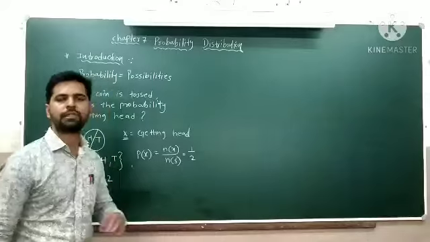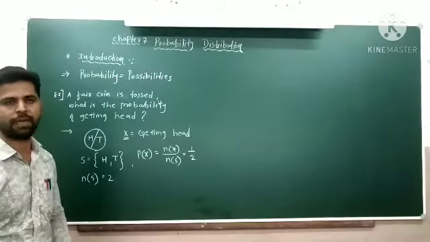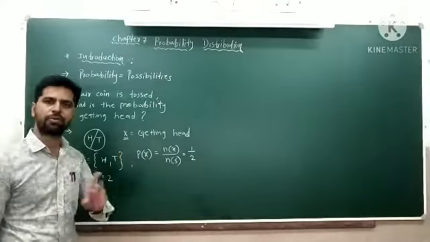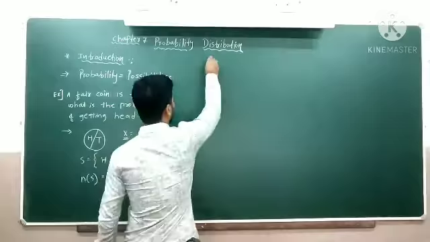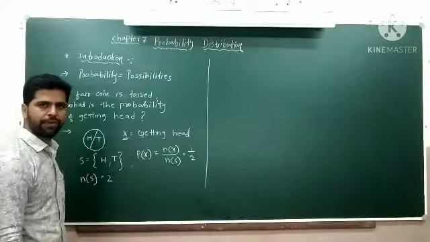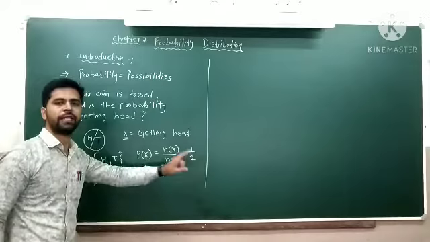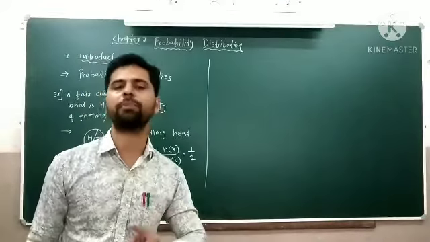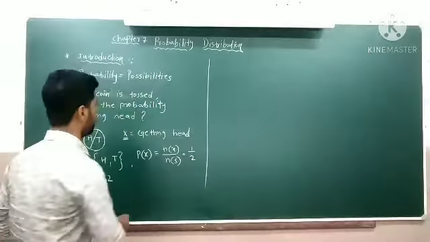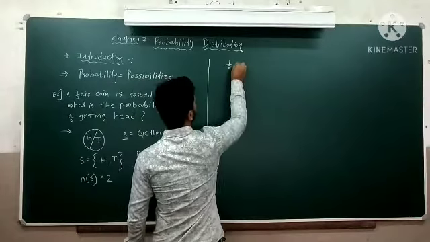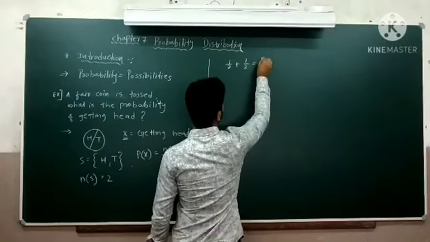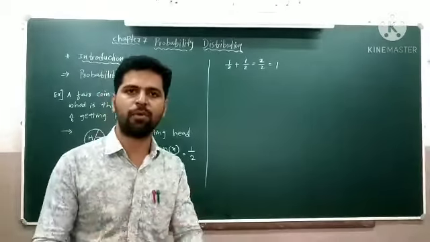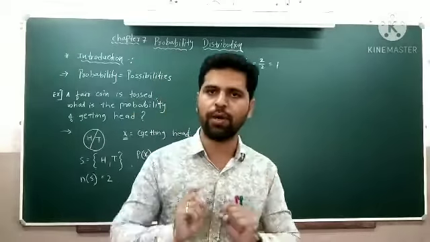Can you calculate the probability of getting tail? Tail is also 1 by 2. So the probability of getting tail is also 1 by 2, right? What can we conclude here? The probability of getting head is 1 by 2 and the probability of getting tail is also 1 by 2. If you add both probabilities, half plus half, you get 2 by 2, which is nothing but 1. So what we can conclude from here? The sum of all the probabilities is always 1.